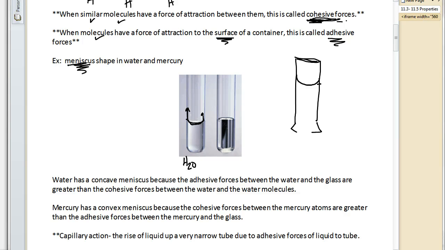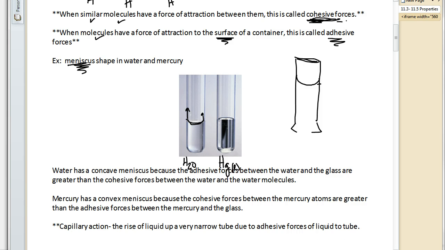Now, on the right-hand side here of this picture, we have mercury, which is a liquid at room temperature. And you notice what's happening with the mercury is it's got a convex meniscus. What's happening with mercury is the mercury atoms have a greater force of attraction. Their cohesive forces are greater than the adhesive forces going on between the mercury and the glass. Okay? So that's the difference between water and mercury with respect to this meniscus.